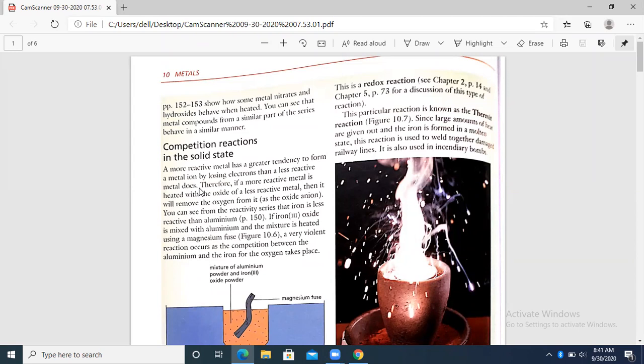So when an atom gives away an electron, it gets a positive charge, because you know the charge of an electron is negative. One negative charge moving away means it will get a positive charge. So that is what they are saying.